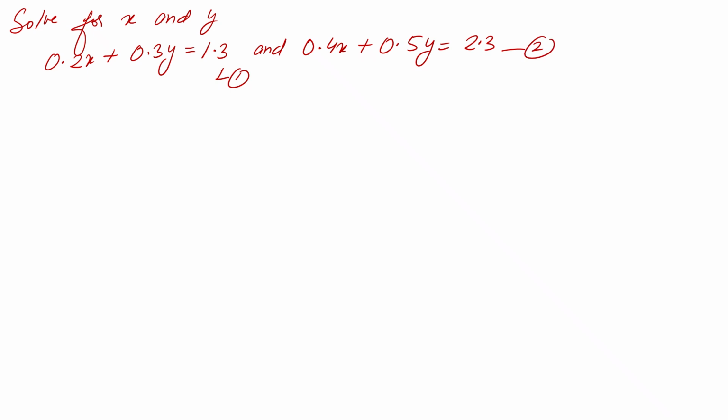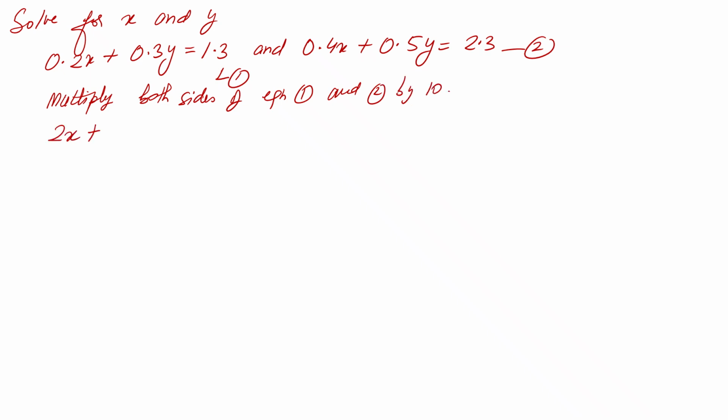So here look, every term has a decimal place, and there is a decimal after one digit. So what we can do is multiply both sides of equations 1 and 2 by 10. So these equations will transform to 2x plus 3y equals 13 and 4x plus 5y equals 23, right? So let this be equation 3 and let this be 4.